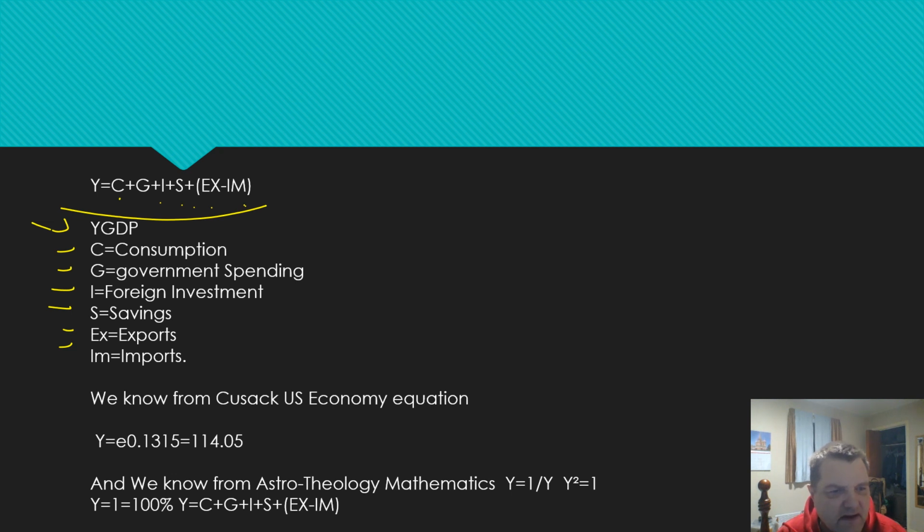So we know the Cusick U.S. economy equation is E equals e to the power 1.1315, which is equal to 1.1405. That's the Cusick U.S. economy equation. As we know from astrotheology mathematics, y equals 1 over y, because y equals y prime. Y squared is equal to 1. So when y is equal to 100%, the whole global GDP, y is equal to that GDP equation.